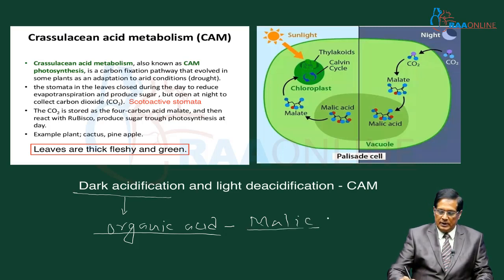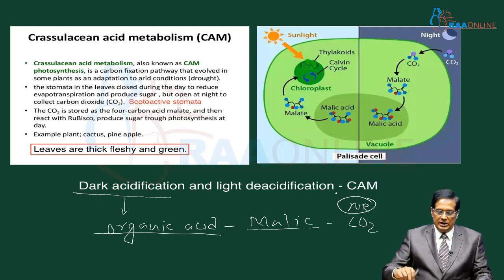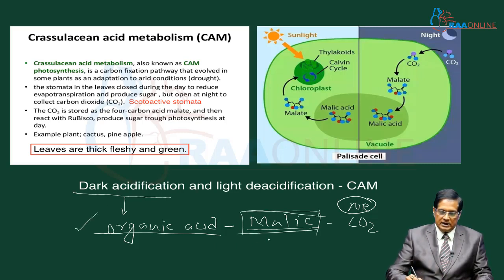For the formation of malic acid, they use atmospheric carbon dioxide at night. Another special feature is that these plants fix atmospheric carbon dioxide at night and synthesize malic acid.